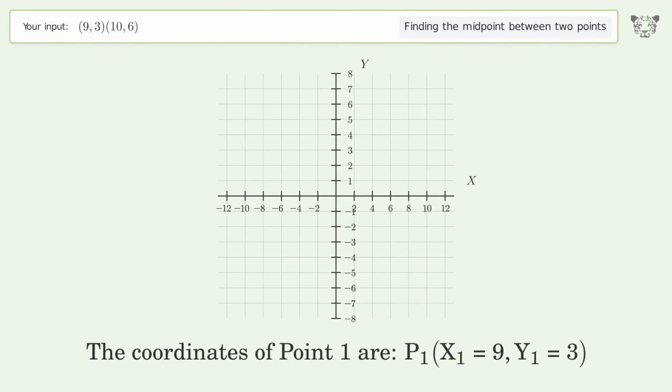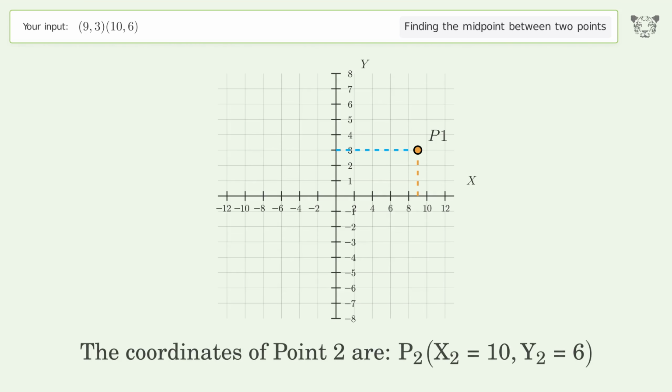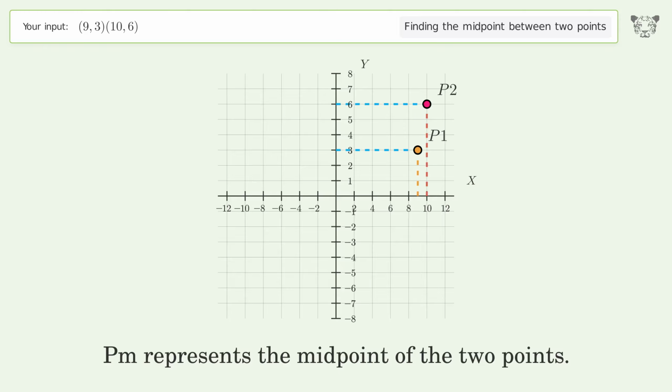The coordinates of point 1 are x1 equals 9, y1 equals 3. The coordinates of point 2 are x2 equals 10, y2 equals 6. PM represents the midpoint of the 2 points.